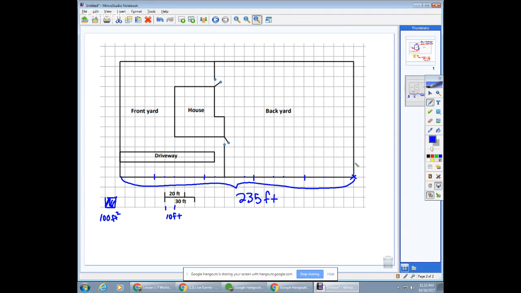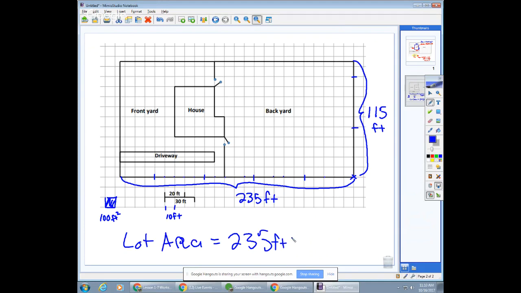Counting up the other way, 1, 2, 3, 4, 5, 1, 2, 3, 4, 5. So that's 11.5 times 10 is going to give me a width over here of 115 feet. So those are dimensions of the lot. If I multiply those two together, that'll give me the area of the lot. So the lot area is going to be that 235 feet times the 115 feet.